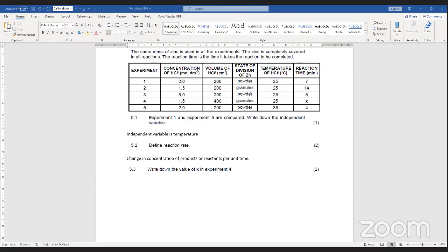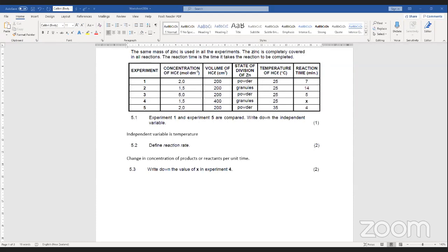Does the volume of the acid influence the time in your reaction? And the answer is no. Adding more acid into it doesn't change the reaction. The reaction is dependent on the concentration of your acid as well as the form of your zinc.